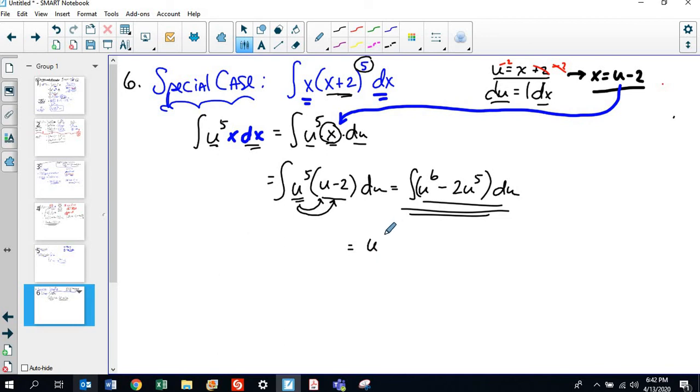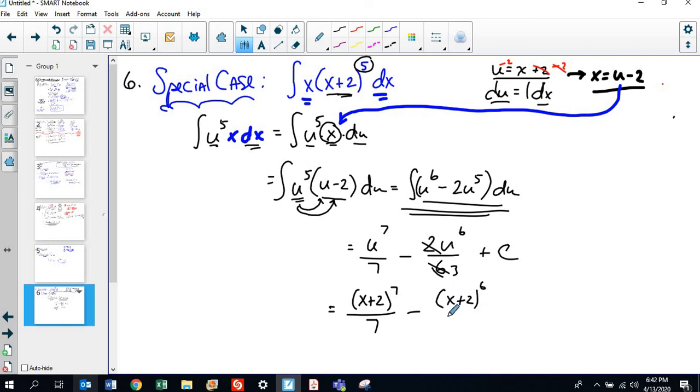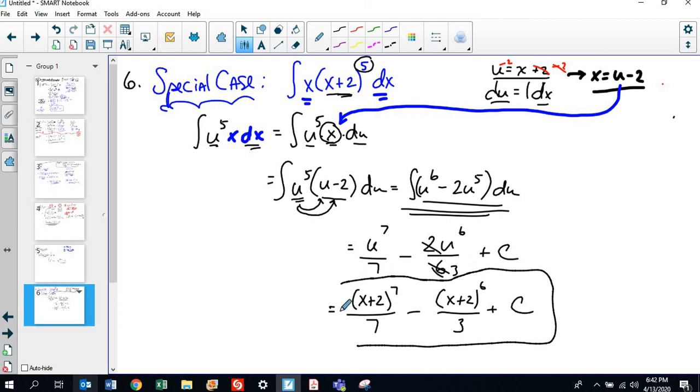I've got 2 rules I can do. They're both power rules. So I add 1 to the power. I bring the 2 along, add 1 to the power. And now it's not about u. So I end up with (x plus 2) to the 7th over 7 minus, reduce this to a 3 on the bottom, (x plus 2) to the 6th over 3 plus c. And that, my friends, is a big ugly mess, but that is what you get when you anti-differentiate this simple little thing. Okay? So this is a very special case.